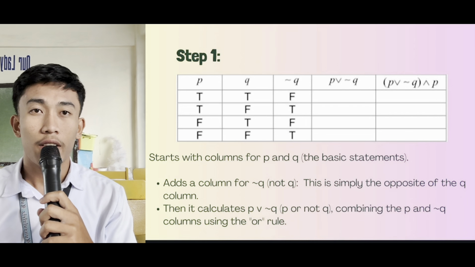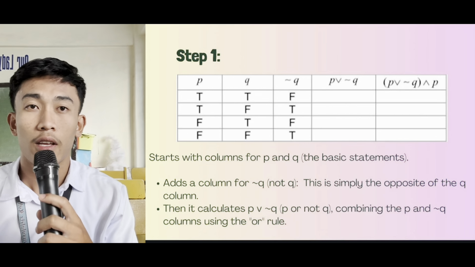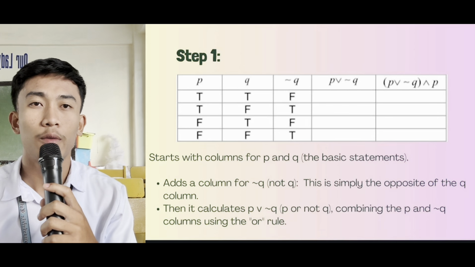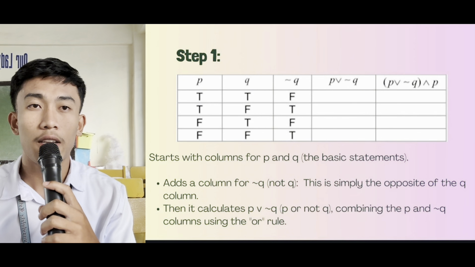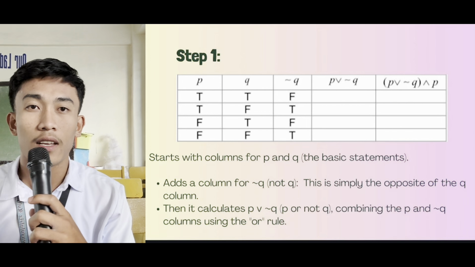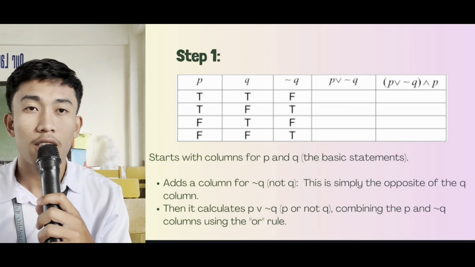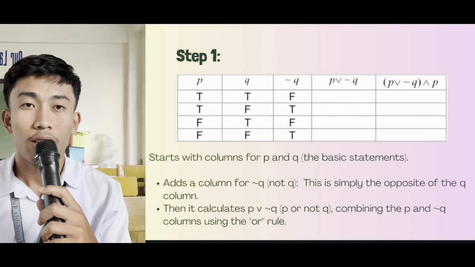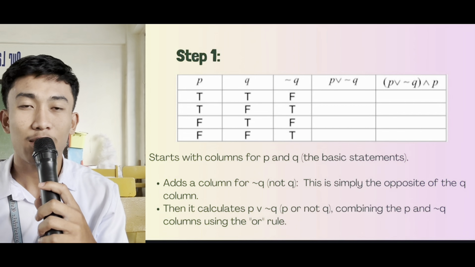Step one. This truth table starts with two basic logical statements, P and Q, each of which can either be true (T) or false (F). All possible combinations of truth values for P and Q are listed. Step one: add a column for not Q. This column shows the opposite truth value of Q. If Q is true, then not Q is false. If Q is false, then not Q is true.